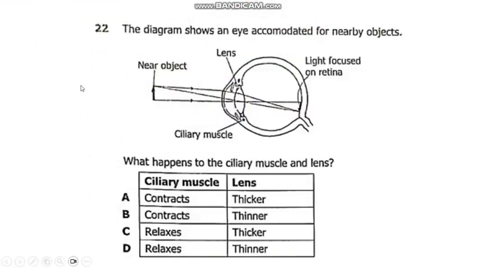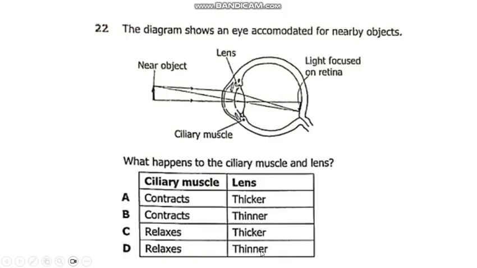So our question 22 reads, the diagram shows an eye accommodated for nearby objects. So this is the diagram showing an eye. We have the nearby object, the lens, the ciliary muscles, and the light focused on the retina. So what happens to the ciliary muscle and the lens? A. Ciliary muscle contracts, the lens becomes thicker. B. The ciliary muscles contract, the lens becomes thinner. C. Ciliary muscles relax, the lens becomes thicker. D. Ciliary muscles relax, the lens becomes thinner.